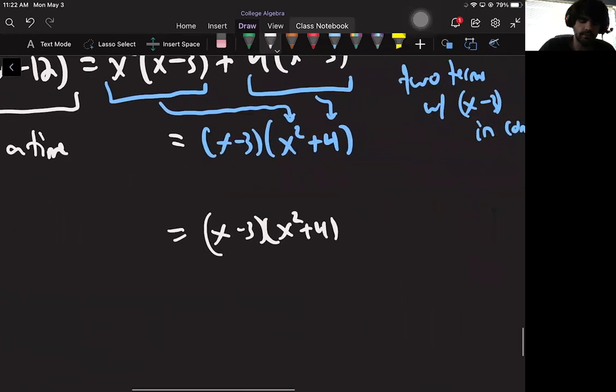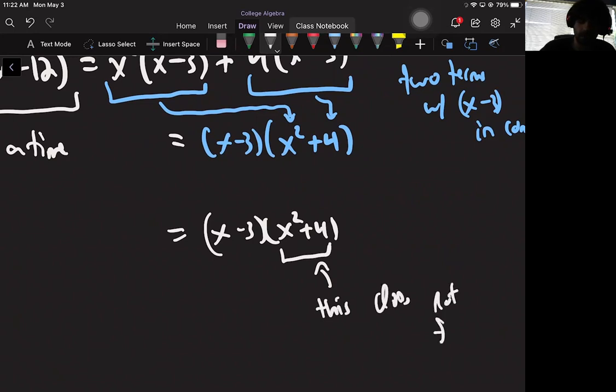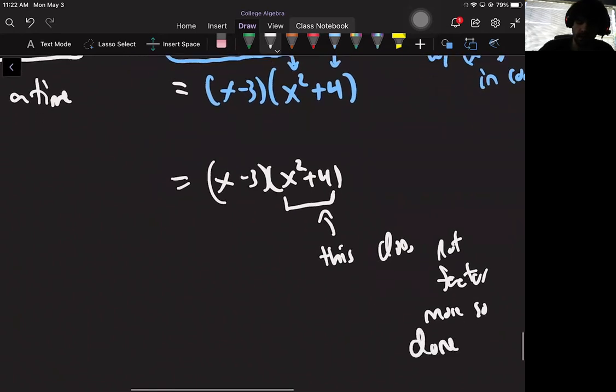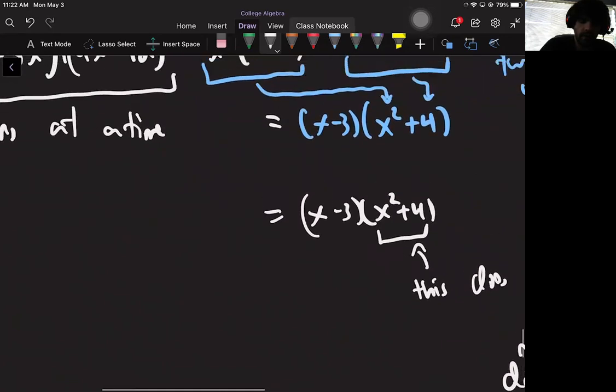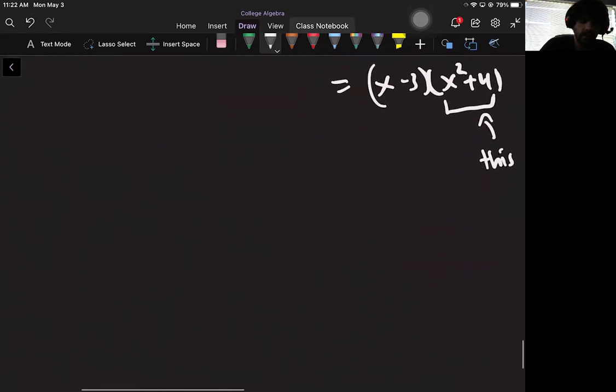And then you can't factor any further. You might think you could factor this, but this actually does not factor any further. So done. Typically you want to factor as much as possible, but this doesn't factor. And so we're done here. We factored out as much as possible, and this is it.